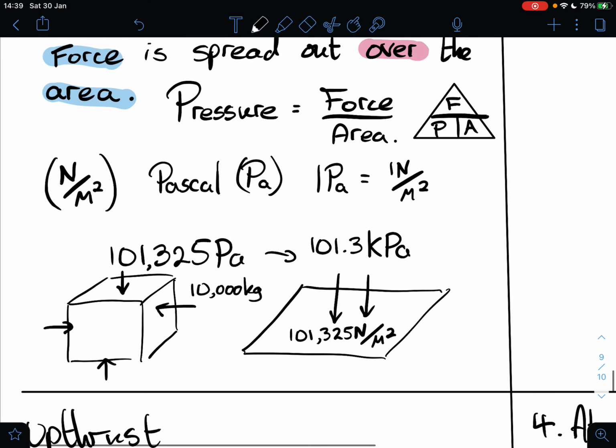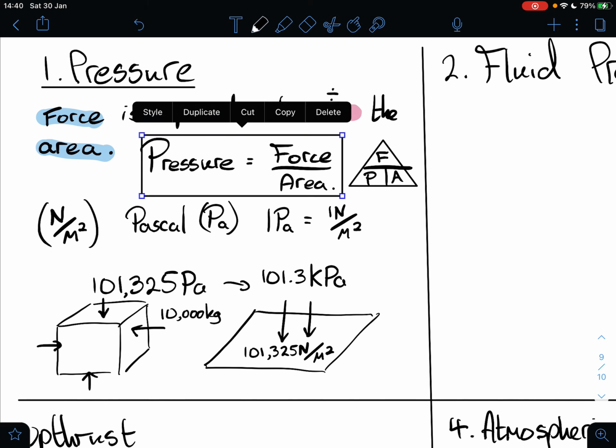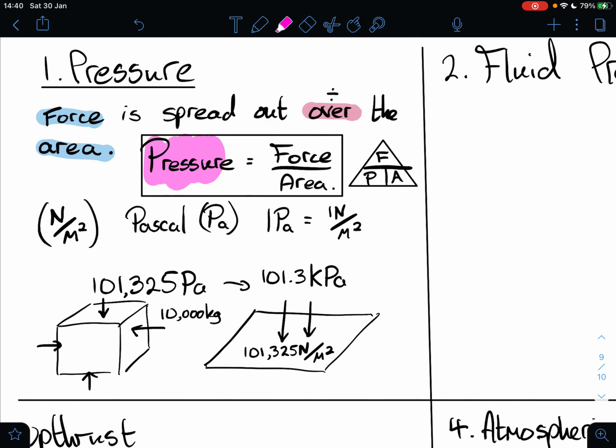So that's the pressure equation. Hopefully you're quite familiar with it. Put it in a box, highlight it so you don't lose it in all your notes, because there's lots of them. I'm going to put it in pink, make it jump out at me. There we go. So that's the pressure equation. Hopefully that should be ringing a slight bell, the people doing the bed of nails sandwich.